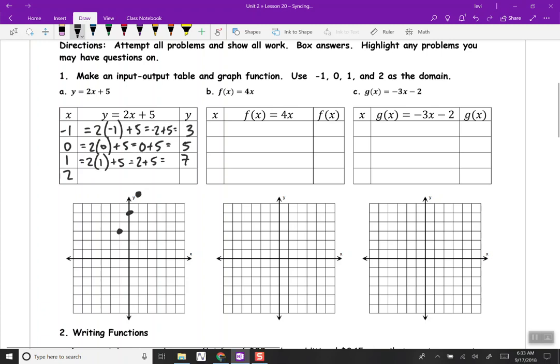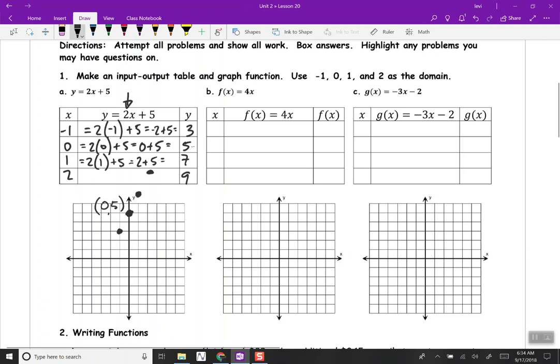And do we see a pattern here? What's happening? Each time we move 1 unit to the right on our inputs, we go up 2 units on our output. So this next one should be 2, 9. It's not a coincidence that we have a 2 right there. It's not a coincidence either that when we input a 0, we got out a 5. That's also known as our y-intercept. That's the point 0, 5 right there.